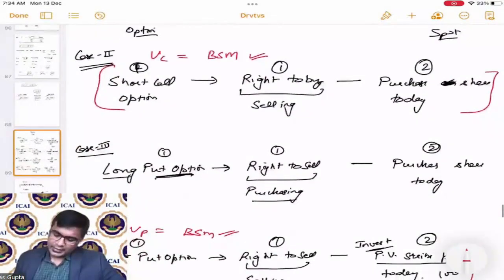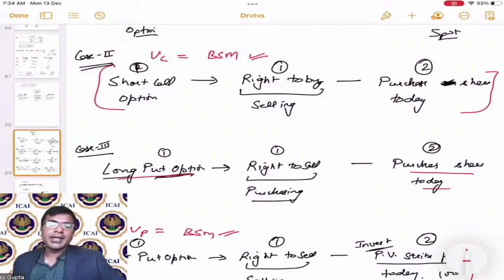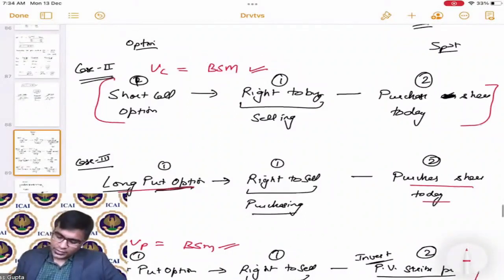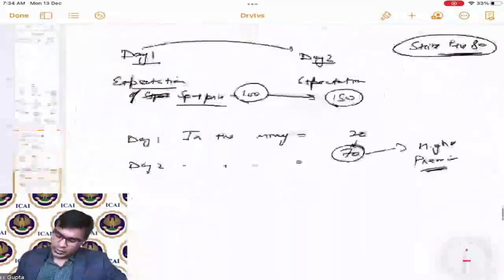And then the third case was if we are doing the long of put option, that means we are purchasing the put option, that is the right to sell. For that, we have to purchase a share today. Then only we will be able to sell it on the expiry date, correct? So this also we are going to use under put call parity theory. Now let us go to the concept.